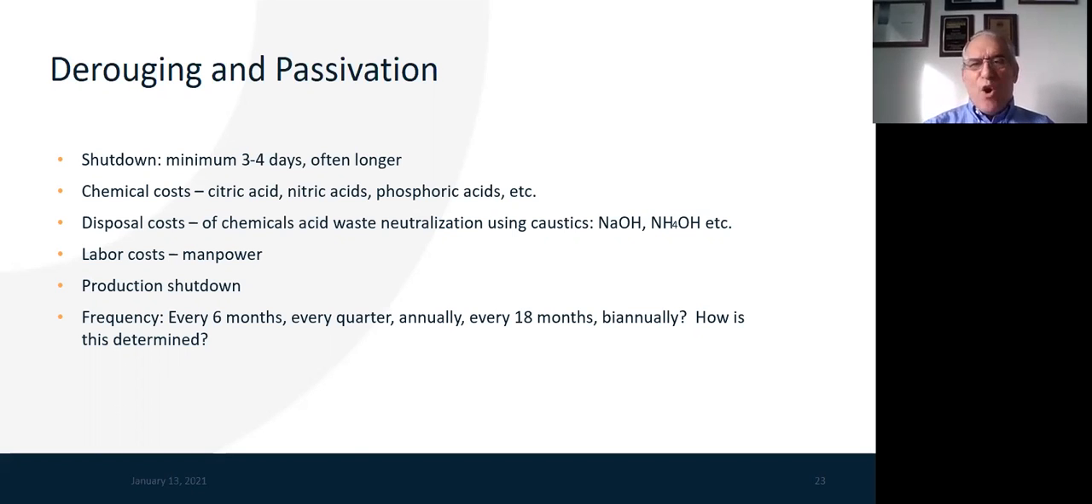If you determine it only by the color of the vessel, you may be derouging and passivating at a much higher frequency than is needed, which means that there is a considerable amount of cost in chemicals and wastage and water that's being used that doesn't have to be, because you are performing the derouging passivation at a much higher frequency than is needed.